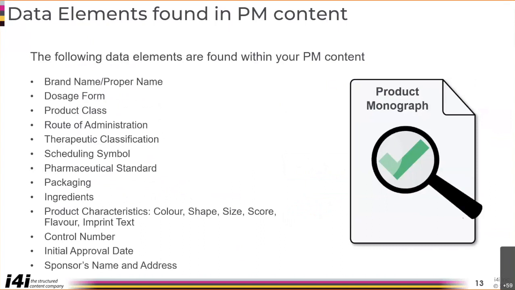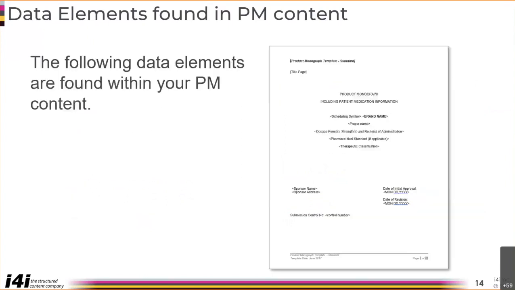There is a lot of metadata needed for XML PM files. You might be wondering where you're going to get the information. Some of the product metadata is in the narrative text of the product monograph itself, as per the list displayed on the screen. For example, the brand name, proper name, dosage form, strength, route of administration, pharmaceutical standard, therapeutic classification, date of initial approval, etc. are all found on the first page of your product monograph.